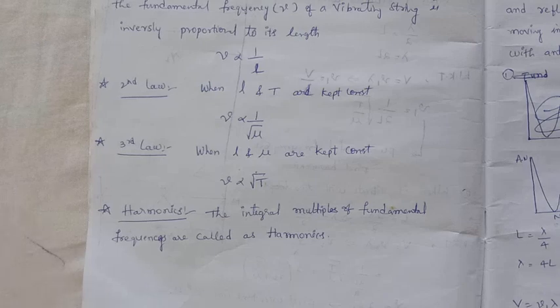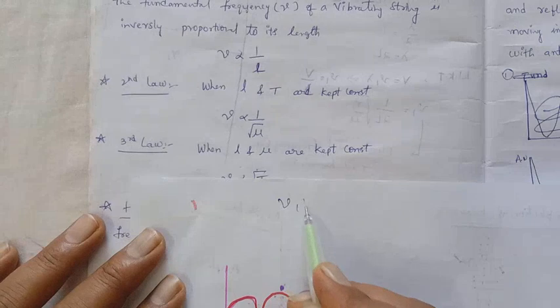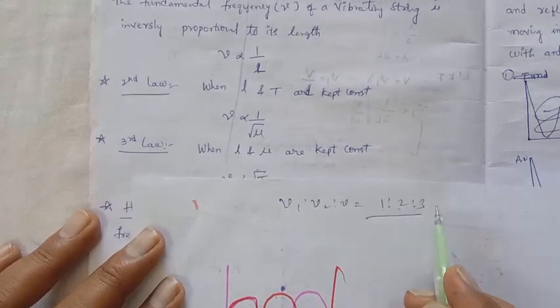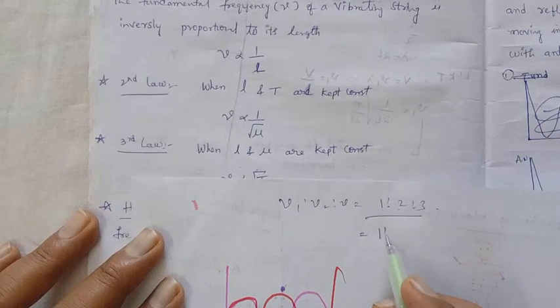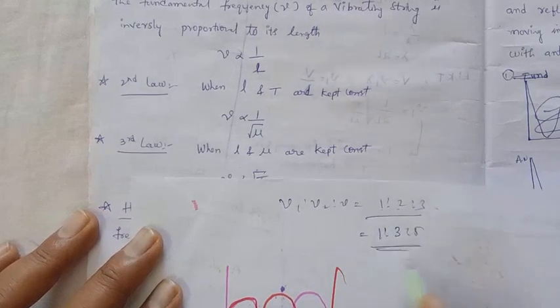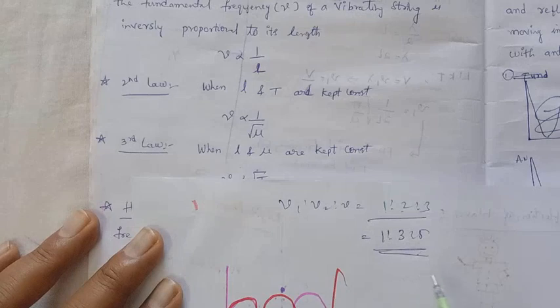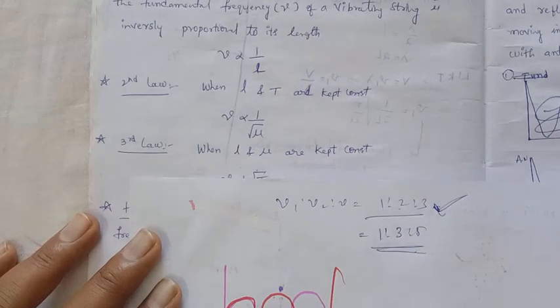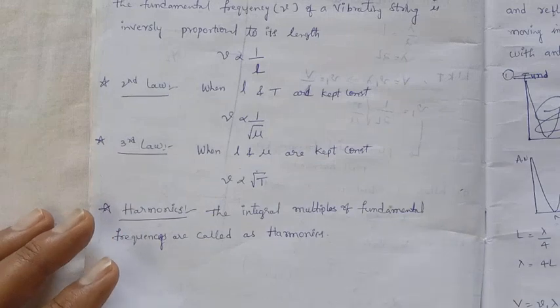Some are not in a harmonic manner. If nu 1 : nu 2 : nu 3 is equal to 1 : 2 : 3, those are integral multiples. If suppose they are 1 : 3 : 5, they are not harmonic. They become harmonic when they are integral multiples of the fundamental frequency.